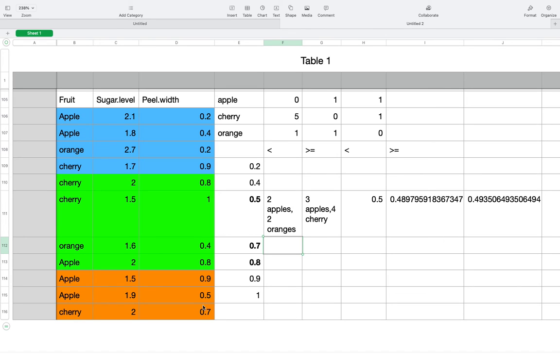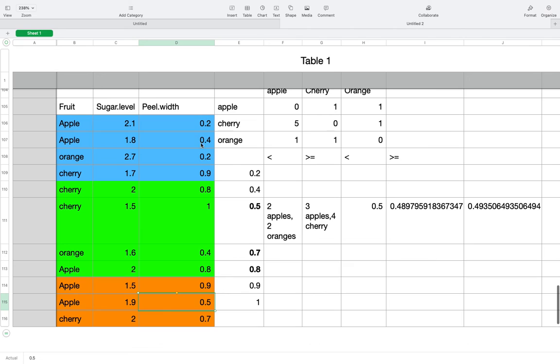0.7. Less than 0.7 is going to be this guy again. That guy. That guy. That guy. All right. So 1, 2, 3, 4, 5. Okay, we got a 0.5 up here. All right, so we picked up 1, and that's an apple. We picked up an apple.